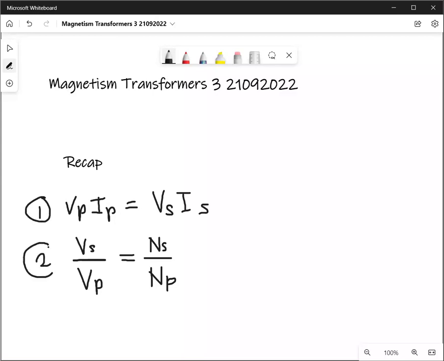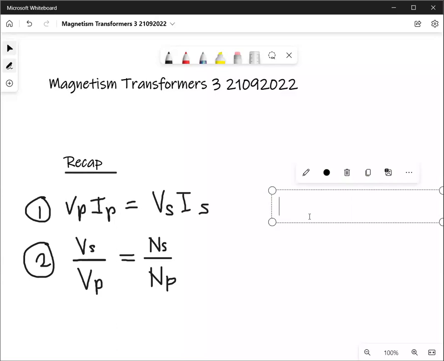Now, what are these equations for? Write them in your notebook. I'm telling you what they're needed for. VP IP is for finding power in a transformer.